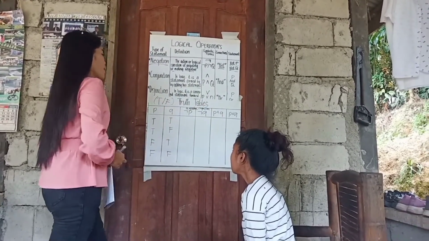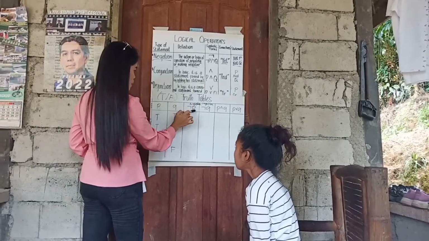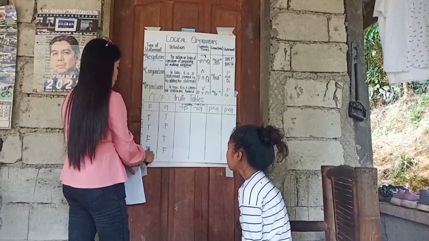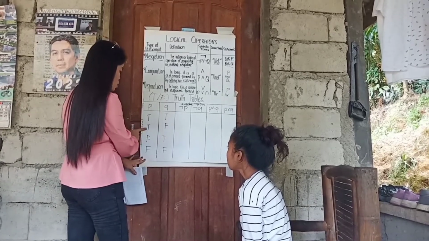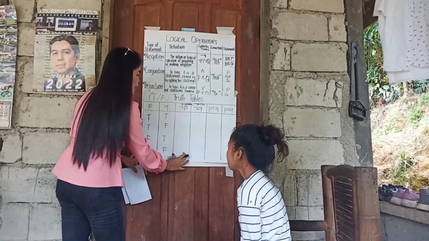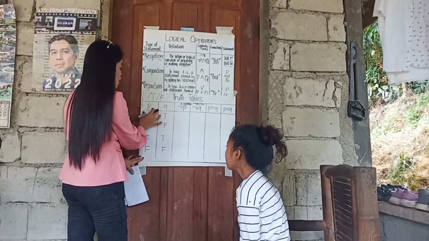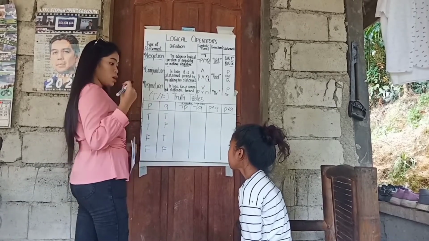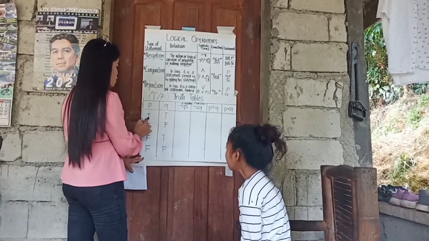Negation. So, hahanapin natin ang negation of P. First, kailangan natin mag-focus dito sa proposition ni P. So, ang given value dito is true, true, false, then false. Para makita natin ang negation of P, ang true, gagawin natin siyang false, and ang false, gagawin natin siyang true. So, the negation of the proposition.